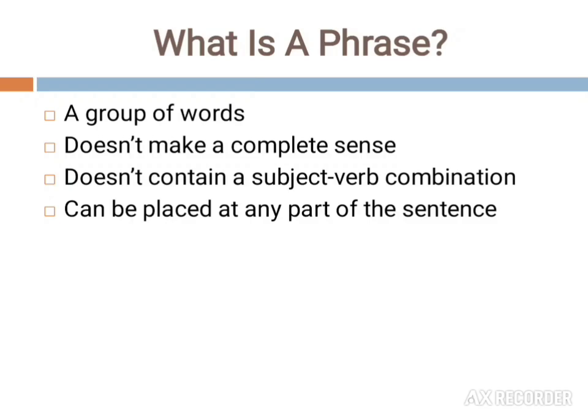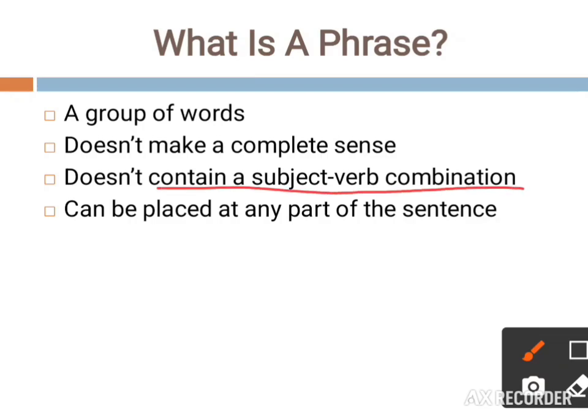A sentence is a group of words which has a complete sense. It makes a complete sense. So, now what is a phrase? Phrase is also a group of words, but it doesn't make a complete sense. It makes an incomplete sense. And why it doesn't make a complete sense? Because it doesn't contain a subject verb combination. The phrase doesn't contain a subject verb combination, and that is why it doesn't make a complete sense.